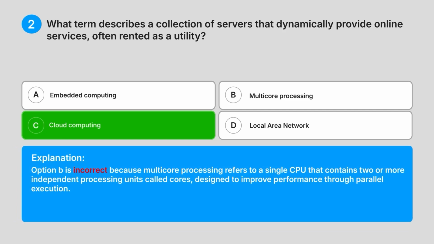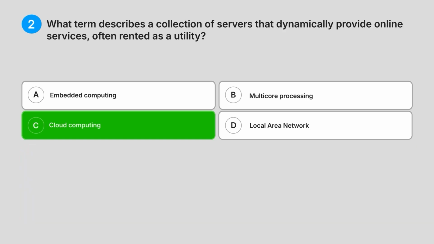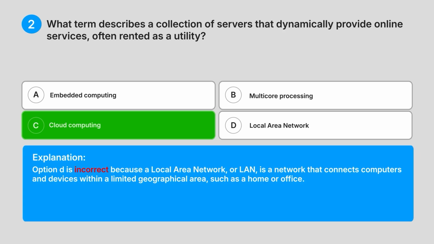Option B is incorrect because multi-core processing refers to a single CPU that contains two or more independent processing units, called cores, designed to improve performance through parallel execution. Option D is incorrect because a local area network, or LAN, is a network that connects computers and devices within a limited geographical area, such as a home or office.